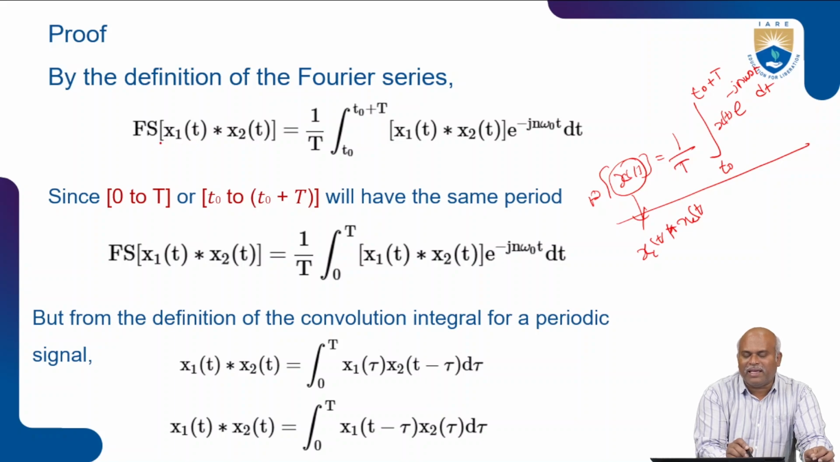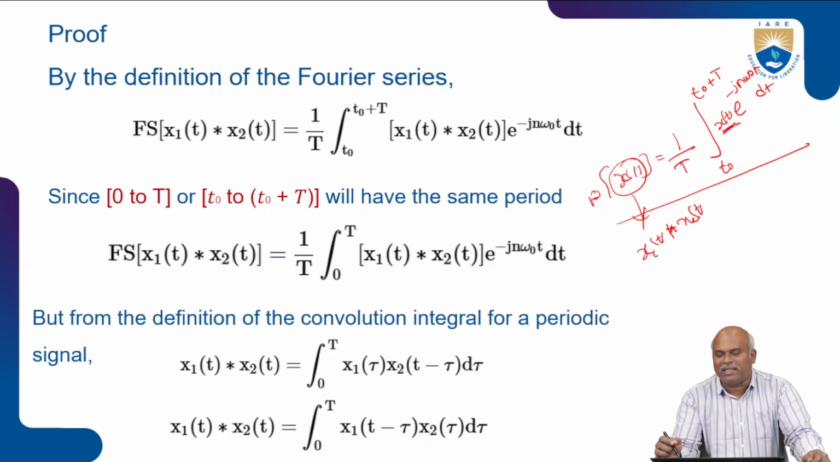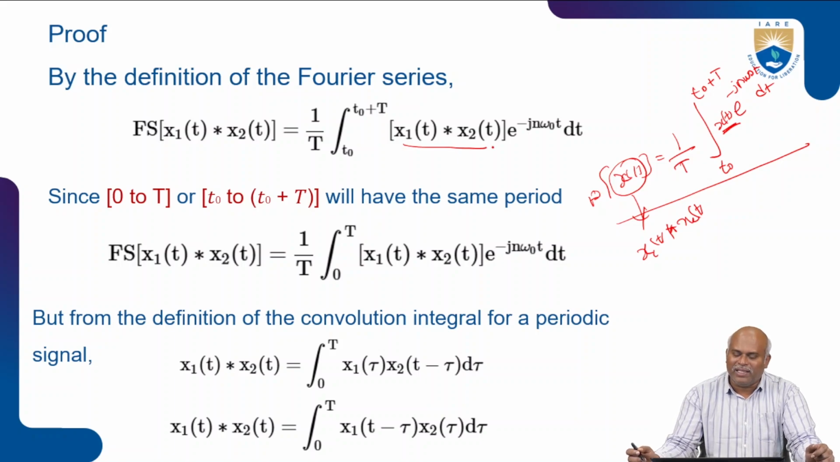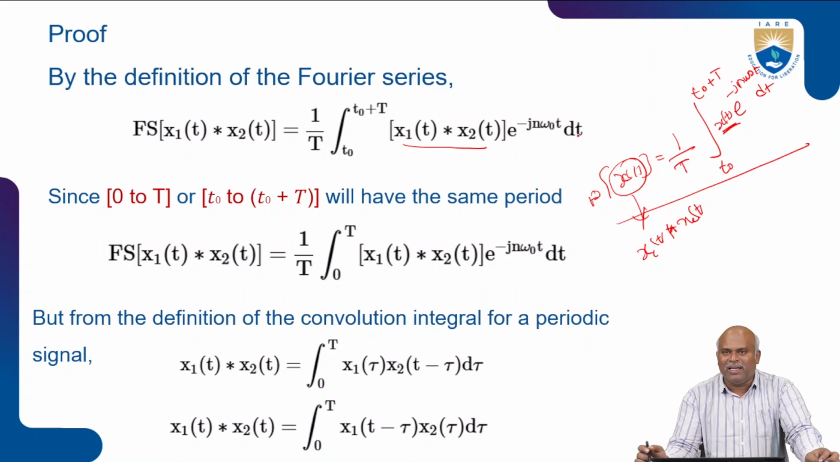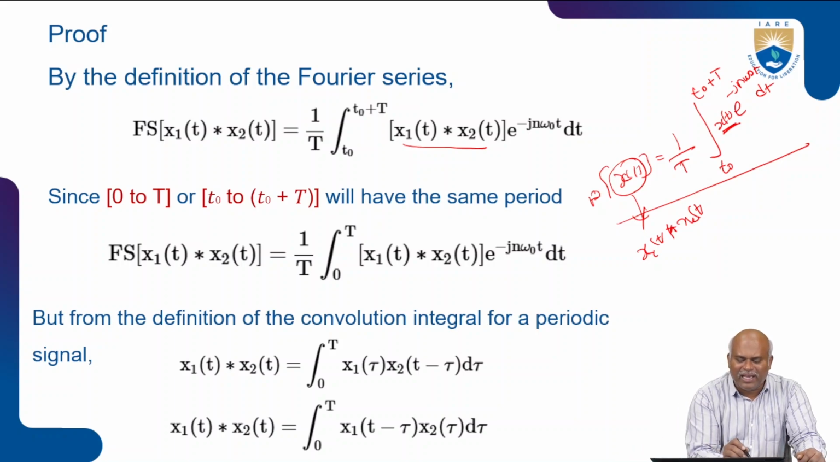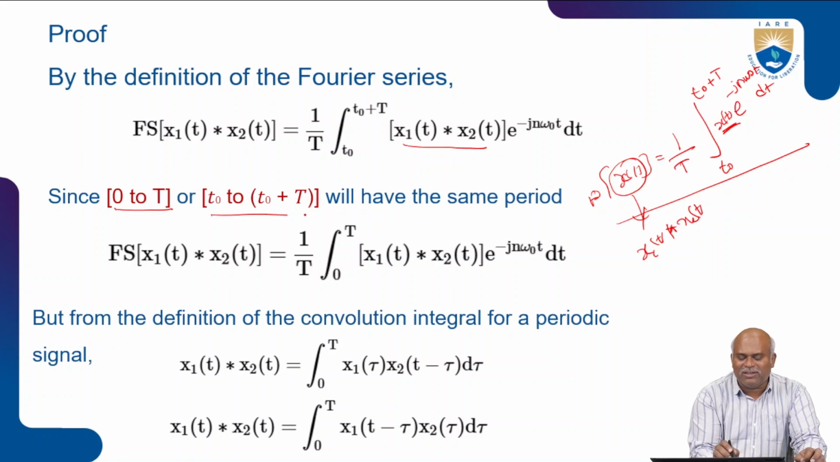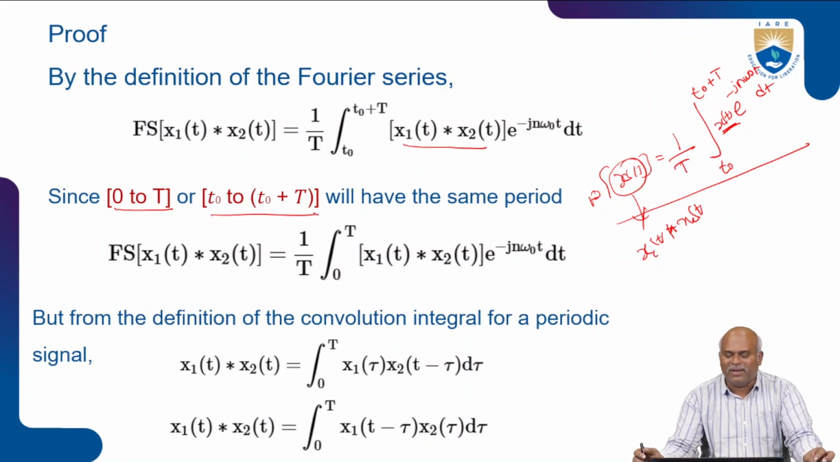So here I write the Fourier series of x1 of t convolved with x2 of t is equal to the average value, 1 by T, integration from T0 to T0 plus capital T, of x of t, where we have x of t in the equation of Fourier series. There you can replace x of t with x1 of t convolved with x2 of t, times e power minus j n omega 0 t. The remaining is all similar. Now we take the period as 0 to T, or we can take T0 to T0 plus capital T. Both are similar; we have the same period.